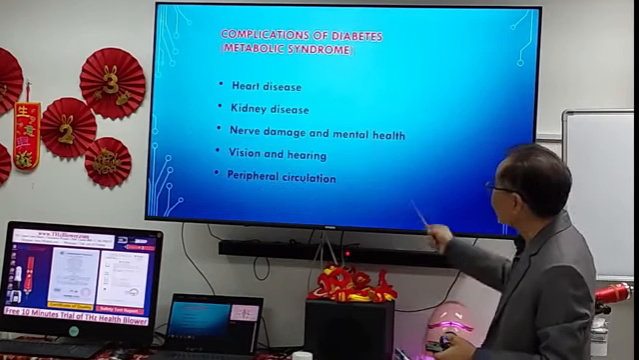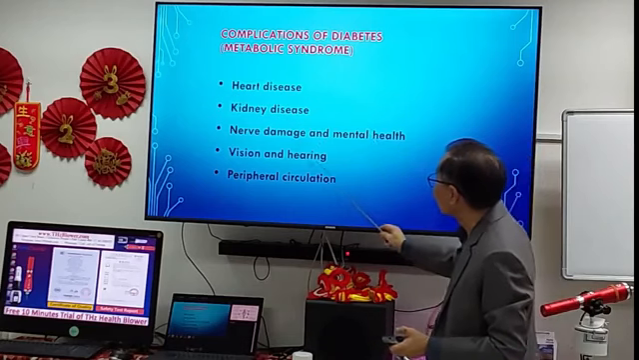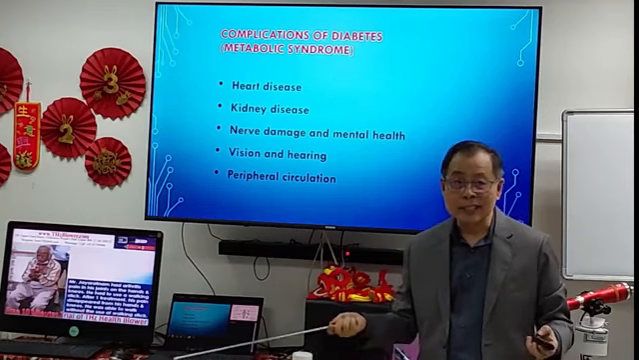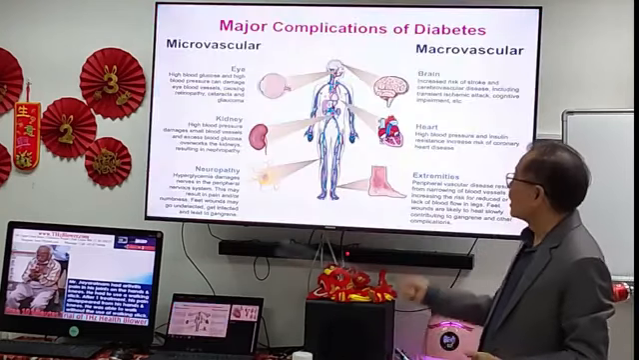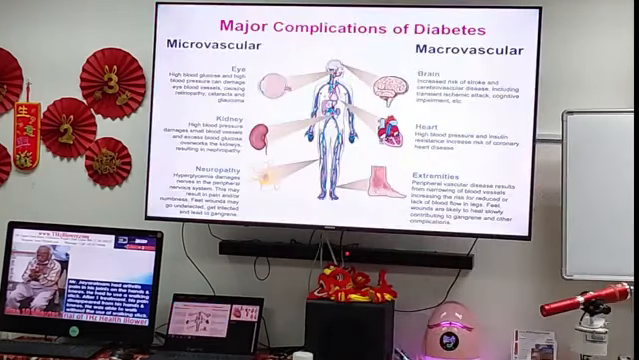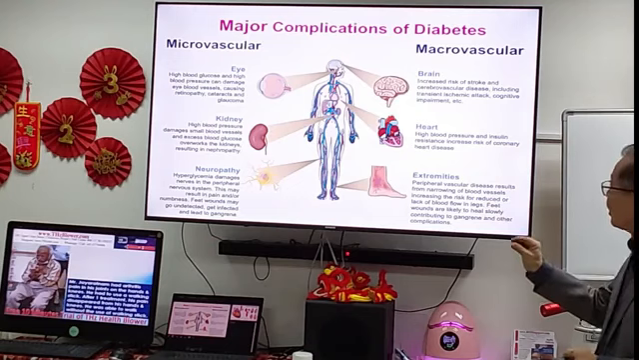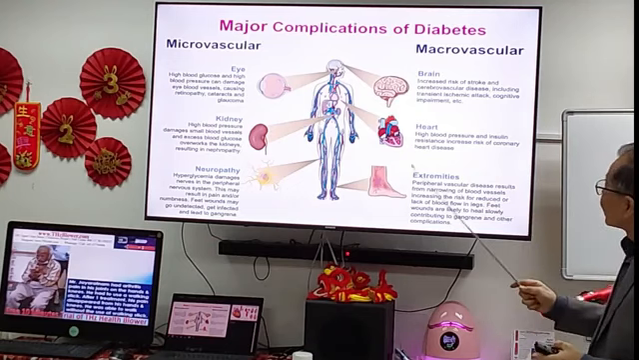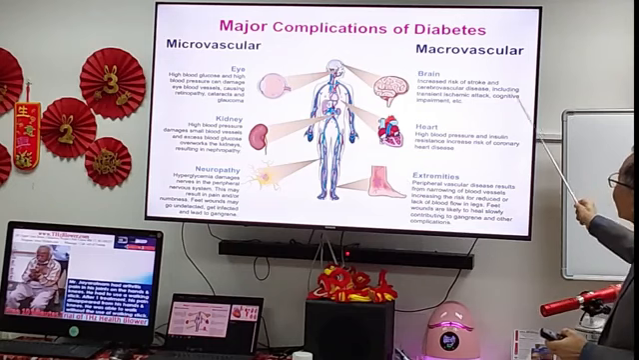So the complication is everywhere. Heart, kidney, nerves, mental health, vision, hearing, and the circulation. Okay? See this in this picture. Macrovascular means organ. Microvascular is at the microscopic level. What do you see? So let's take one by one. Let's take the macro first.